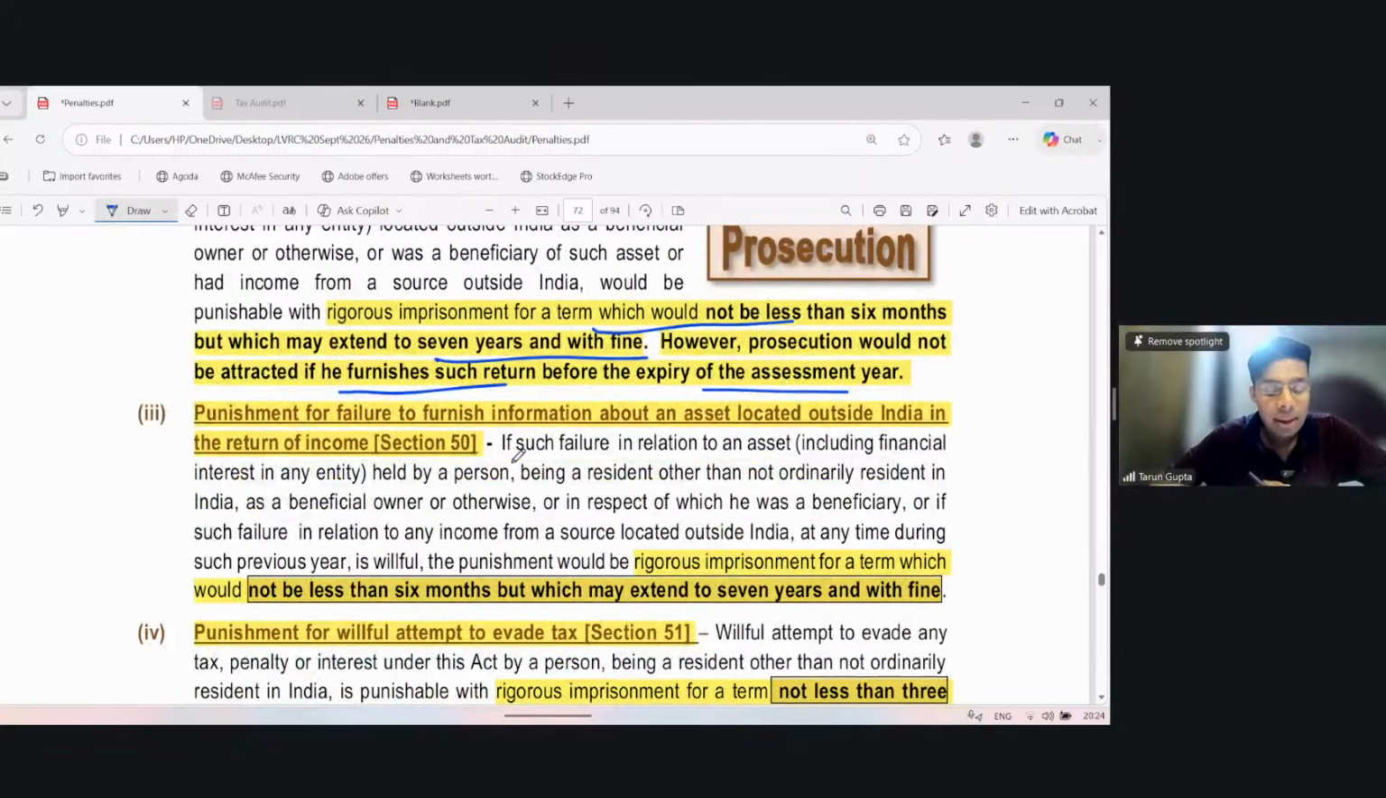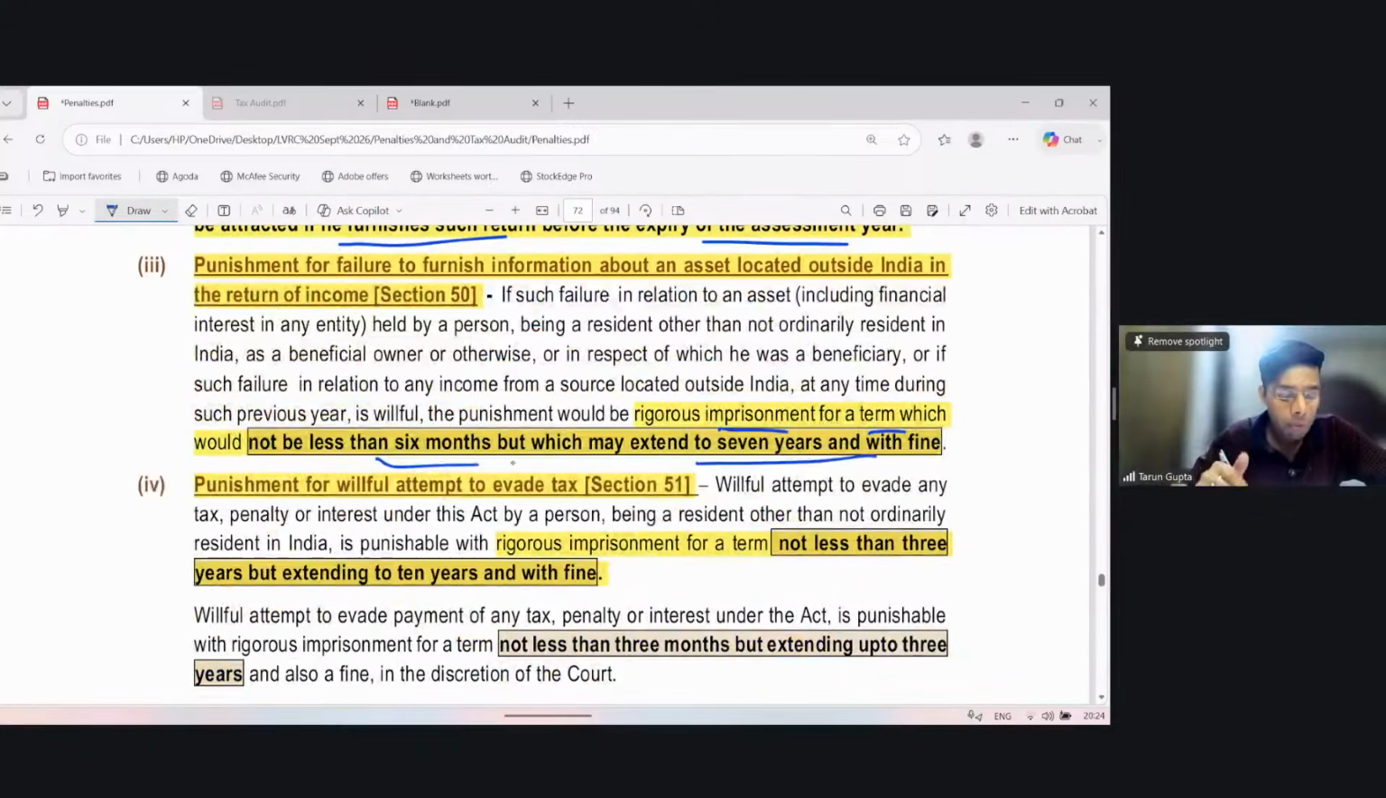In case the assessee failed to furnish information about an asset located outside India in the return of income. Earlier, the assessee had not furnished a return of income. Now, if it has furnished a return of income but has not disclosed the foreign asset, then the prosecution shall be rigorous imprisonment for a term not less than 6 months, but which may extend to 7 years and with fine, same as above. Punishment for willful attempt to evade tax: the prosecution shall be rigorous imprisonment for a term not less than 3 years, but extending to 10 years, with fine.